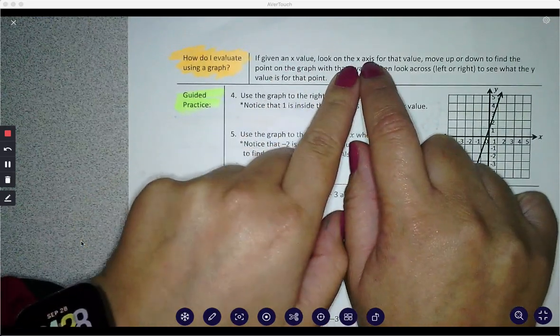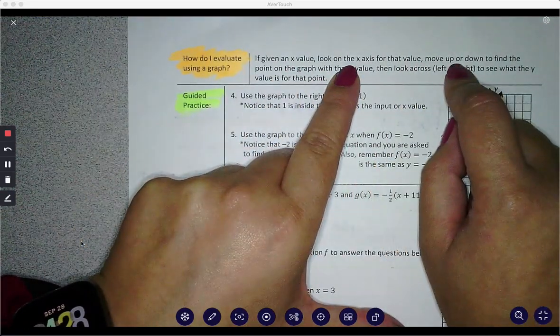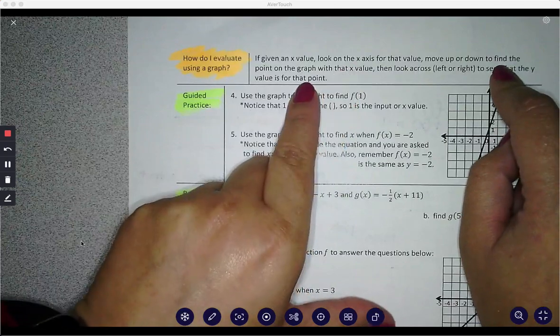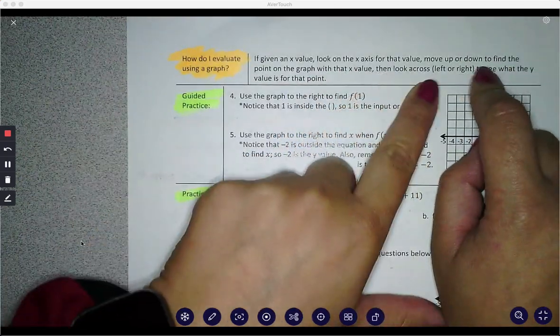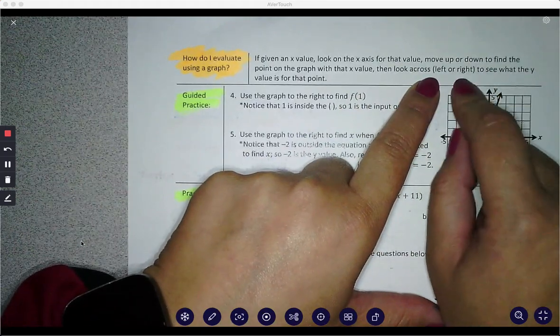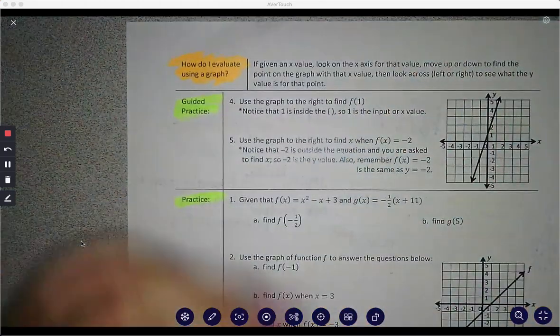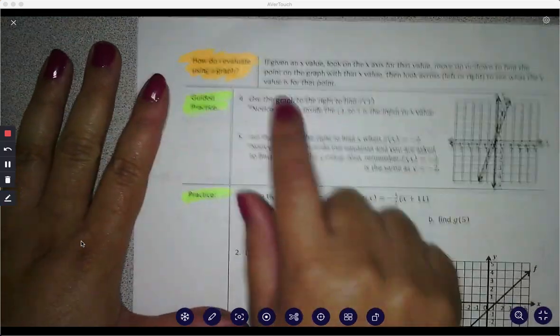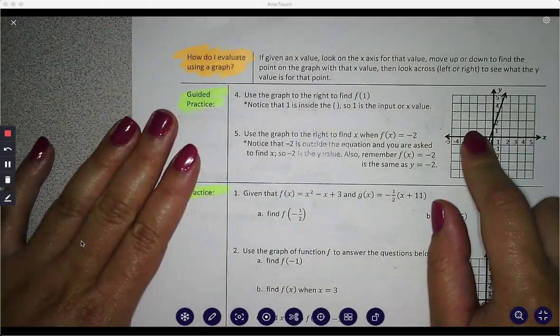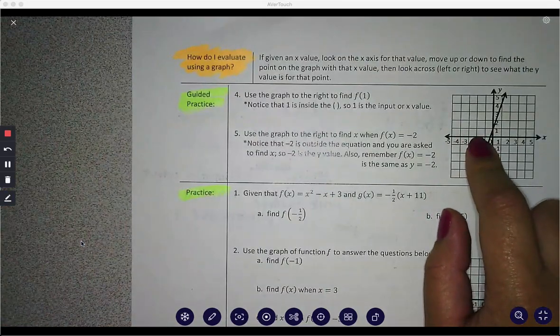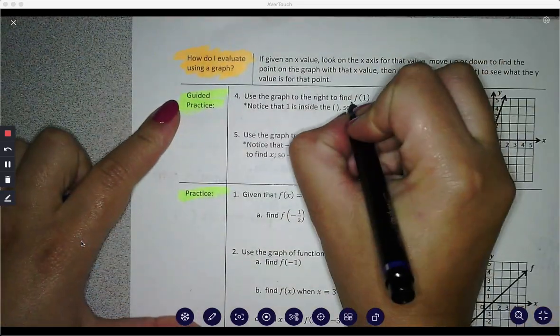Look at the x value for that value, move up or down to find the point on the graph with that x value, and then look across, either left or right, to see what the y value is for that point. I know that was pretty confusing, so let's look at example 4. Use the graph to the right to find f of 1. Okay, so f of 1.